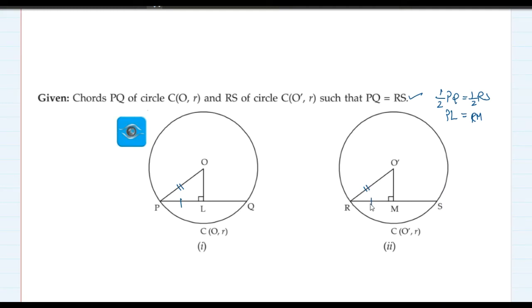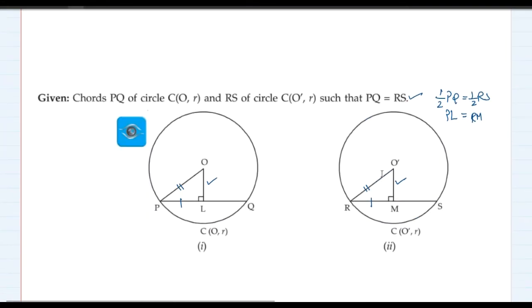So these two triangles are congruent by the RHS test. Right angle, hypotenuse and side of one triangle are equal to the right angle, hypotenuse and side of the other triangle. Since the triangles are congruent by RHS, by CPCTC we can say that OL is equal to O dash M. So once you prove that OL is equal to O dash M, you can say that equal chords are equidistant from the center of the circle.